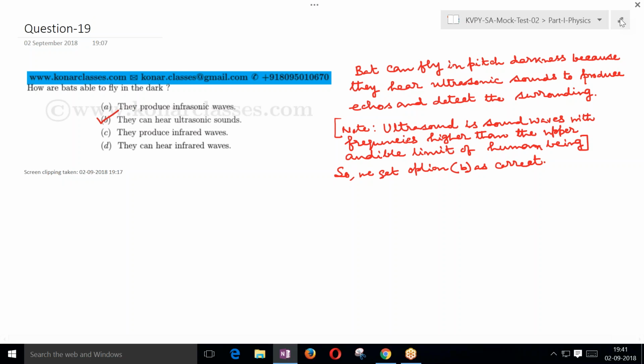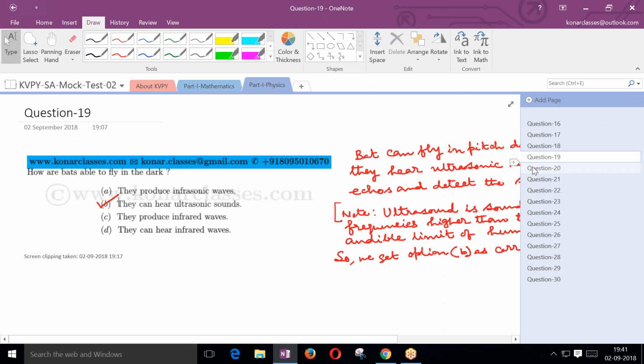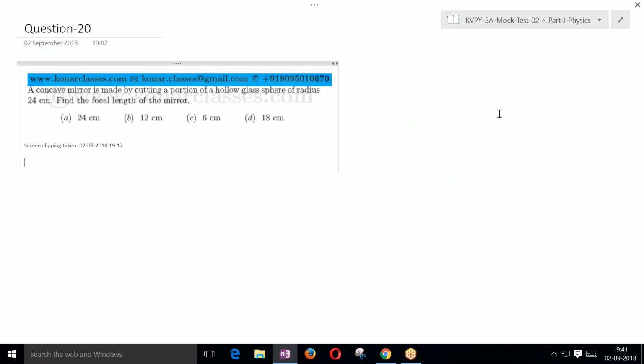Next one, let's proceed to the next question, which is question 20. And here the question is, a concave mirror is made by cutting a portion of a hollow glass sphere of radius 24 centimeter. Find the focal length of the mirror. So we need to go into a little bit of theory on this. I would like to explain to those who are not aware of the relationship between the focal length and the radius of curvature. So let me write it here.